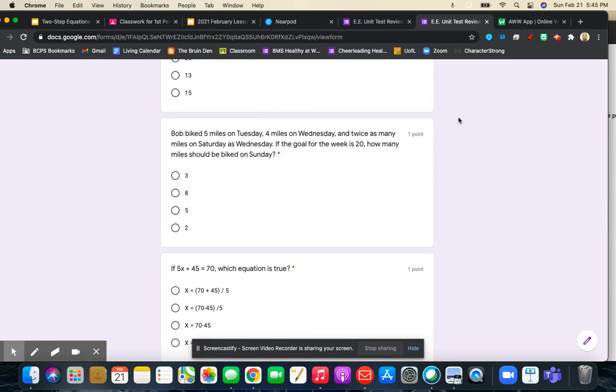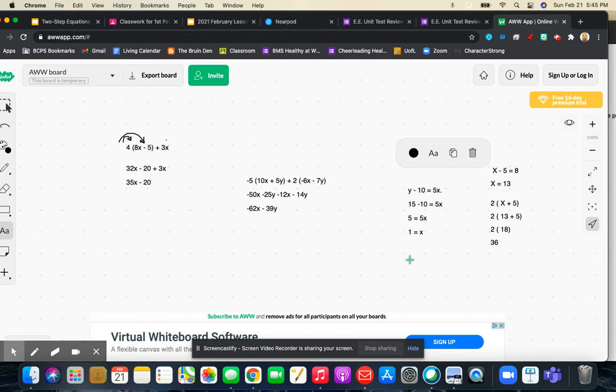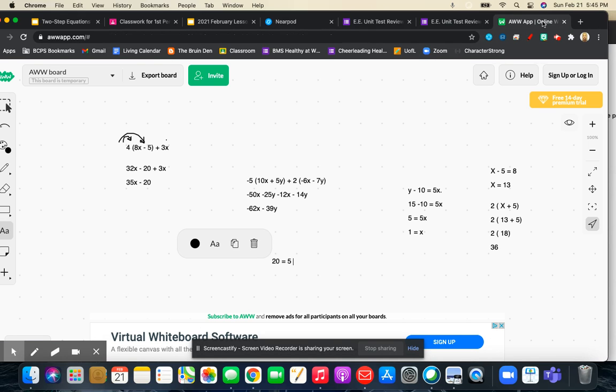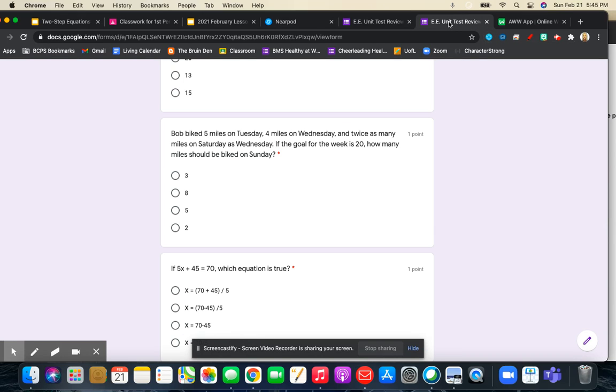This one, we're going to form an equation. So our goal for the week is 20. We want to bike 20 miles. So when we start that, 20 equals. How many have we done so far? We've done 5 miles on Tuesday, 4 miles on Wednesday. We did 2 times the amount on Wednesday. And we're looking for this unknown for Sunday.